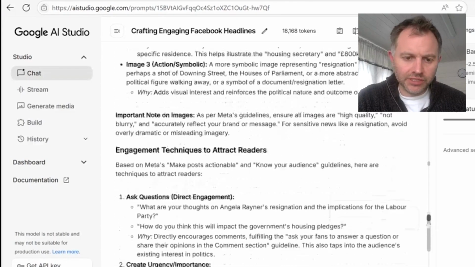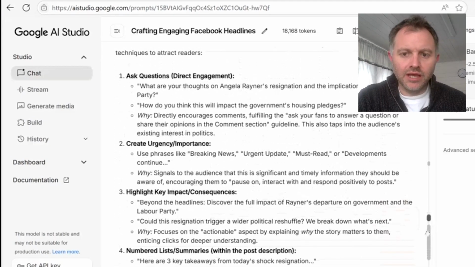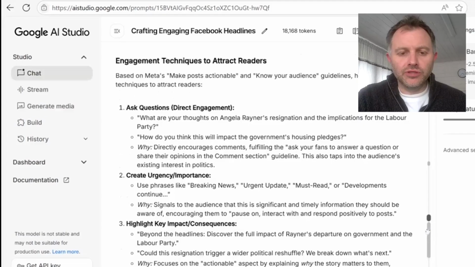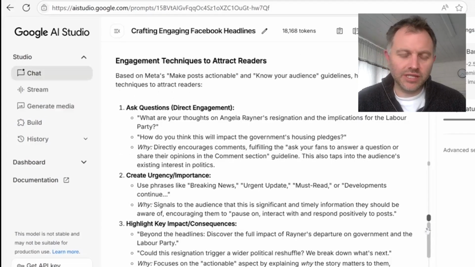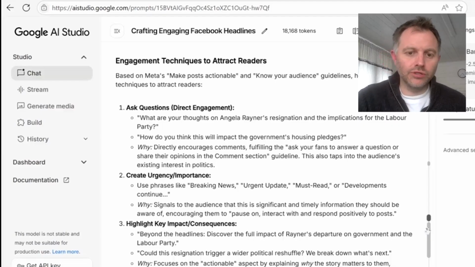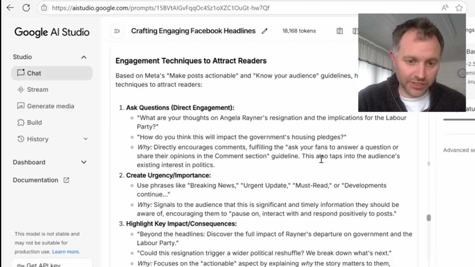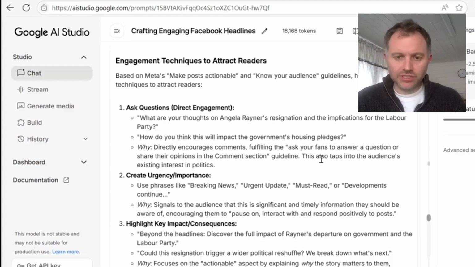And when you go a bit further down here, some of the things that it's suggesting that you do as engagement techniques to attract readers are to ask direct questions of your audience. So what are your thoughts on Angela Rayner's resignation and the implications for the Labour Party? How will this impact the government's housing pledges? Because obviously she was the housing minister. And the reason that it's suggesting that you should do this is to encourage comments, and obviously engage with your audience.